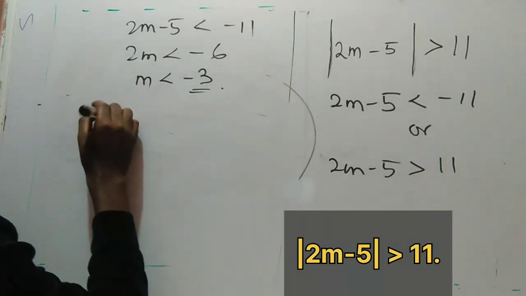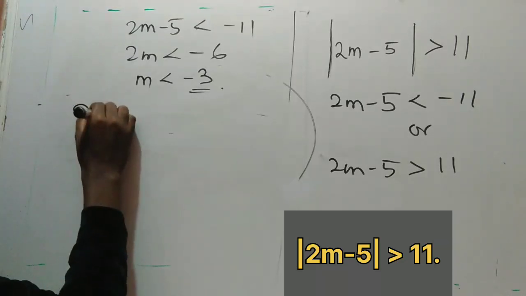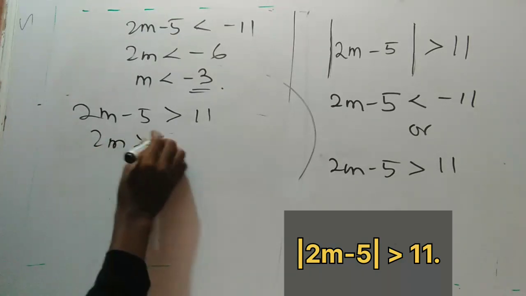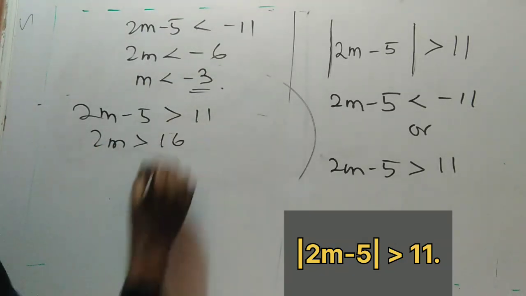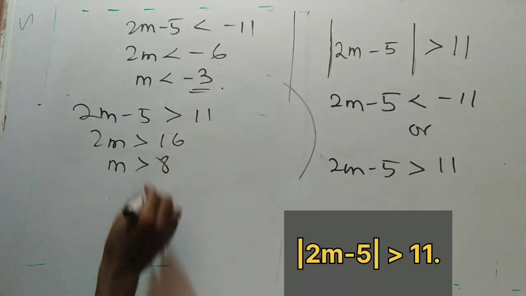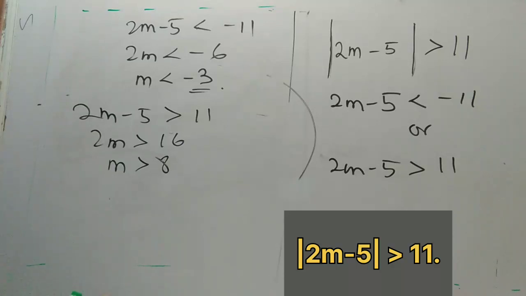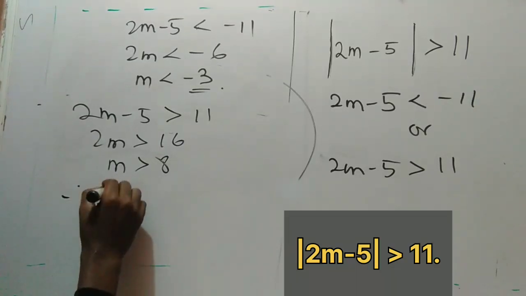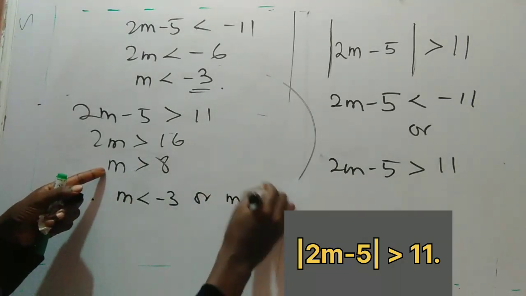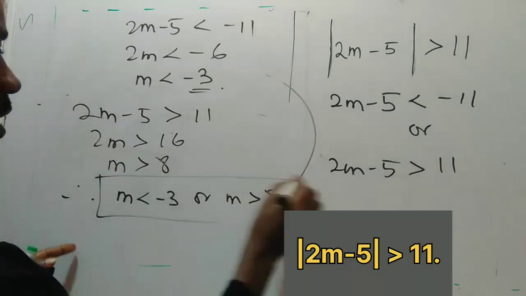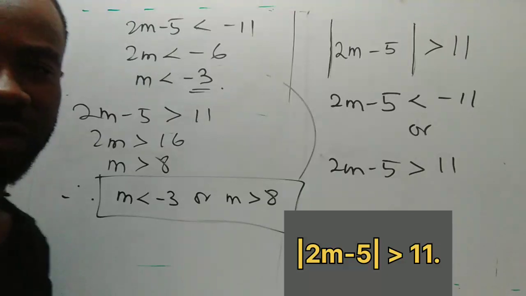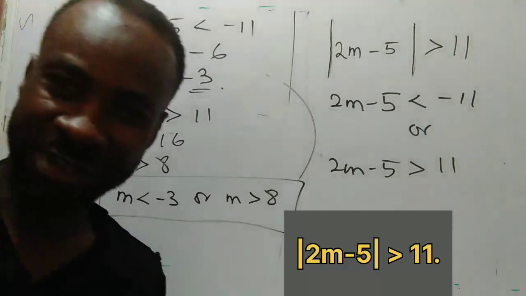Now let's solve the second one. The second one is 2m minus 5 is greater than 11. So your 2m is greater than, if this crosses over, it becomes plus, I'm having 16. Therefore, my m is greater than 8. So you can see the solution now. Therefore, m is less than -3, or m is greater than 8. This is the solution to this absolute value inequality. I hope you've gained value from this.